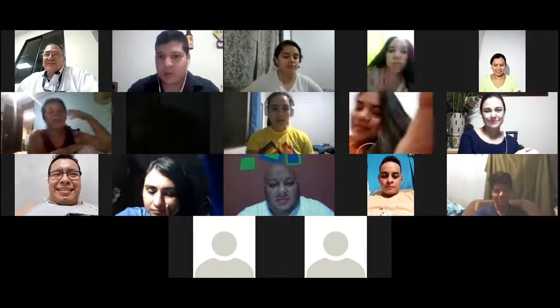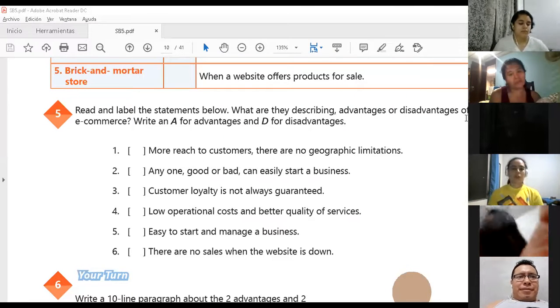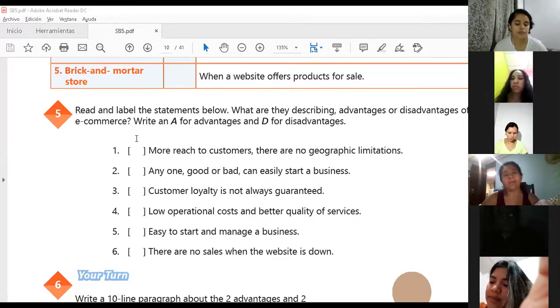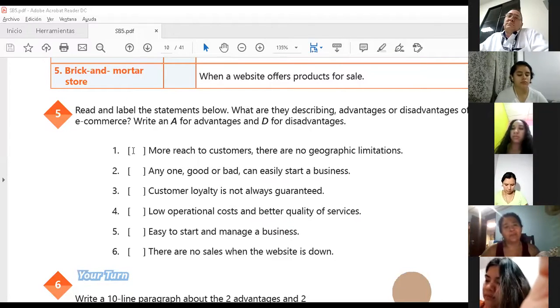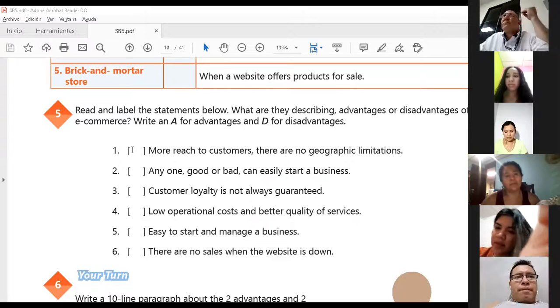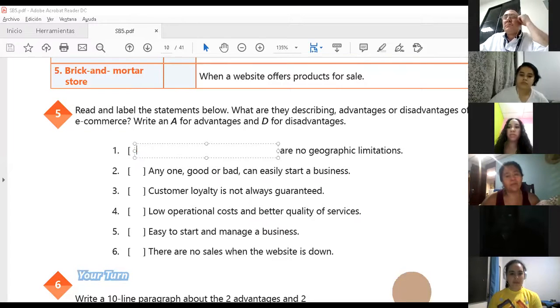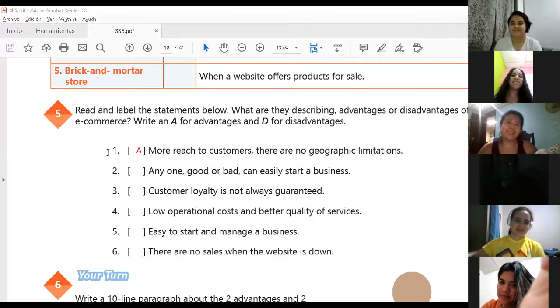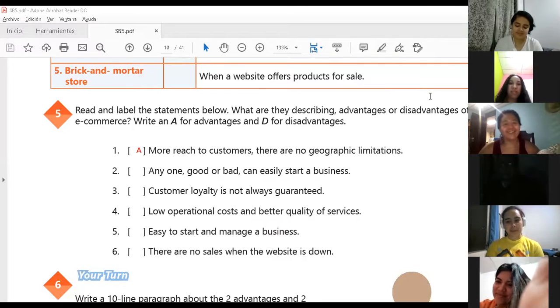Now, let's get it done, guys. It is your time to start working. So here, real quick, say it with me, please. More reach to customers. There are no geographic limitations. Repeat with me, please. Advantage or disadvantage? Advantage. Do you guys agree? Advantages. Does anybody disagree? I agree. Good. Almost there. All right. Next one. Anyone, good or bad, can easily start a business.